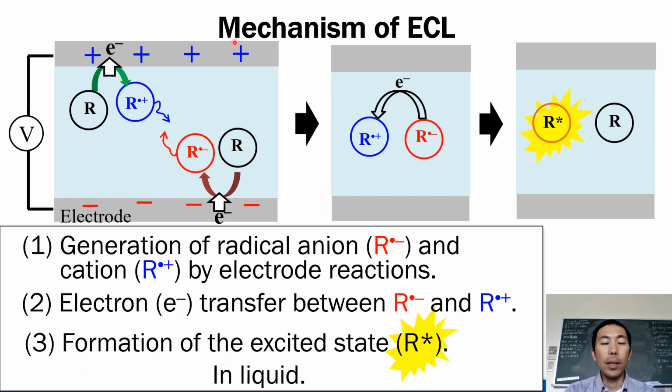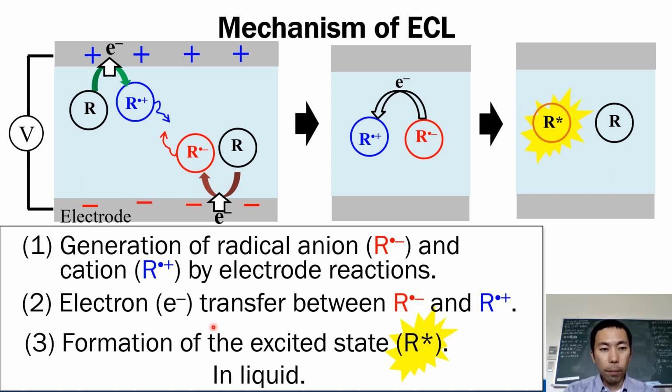Let's take a look at the ECL mechanism closer here. Here, R stands for fluorescence molecule. When you apply a voltage to the electrodes, you can generate radical anion and cation through the electrochemical oxidation and reduction. These ions diffuse, and when the distance between these ions gets closer, an electron will transfer from here to here, and then an excited state will be formed. So after that, you can see ECL.